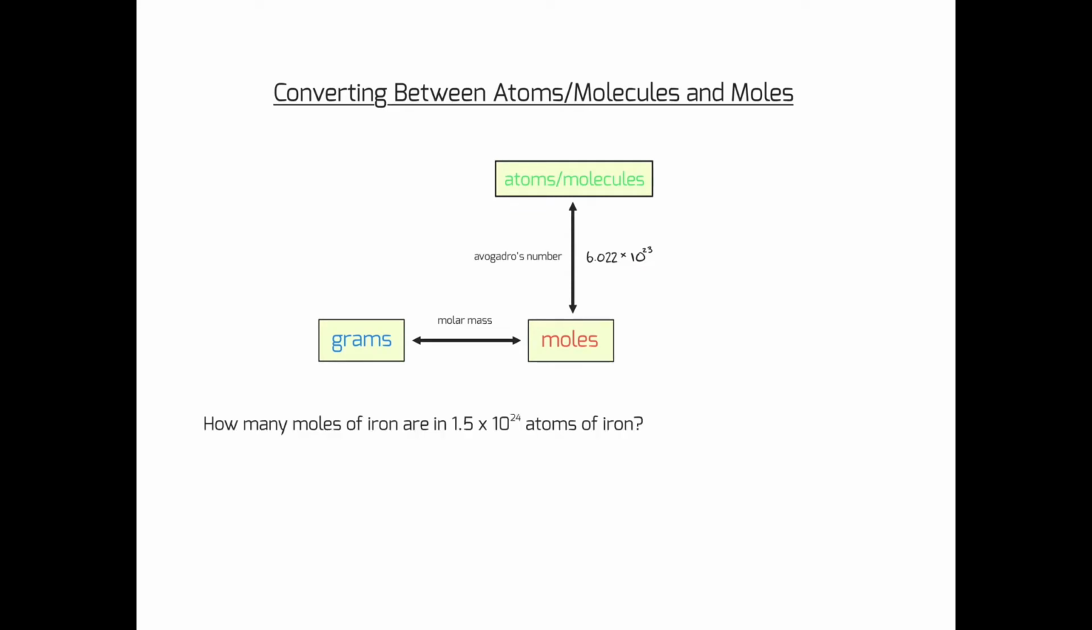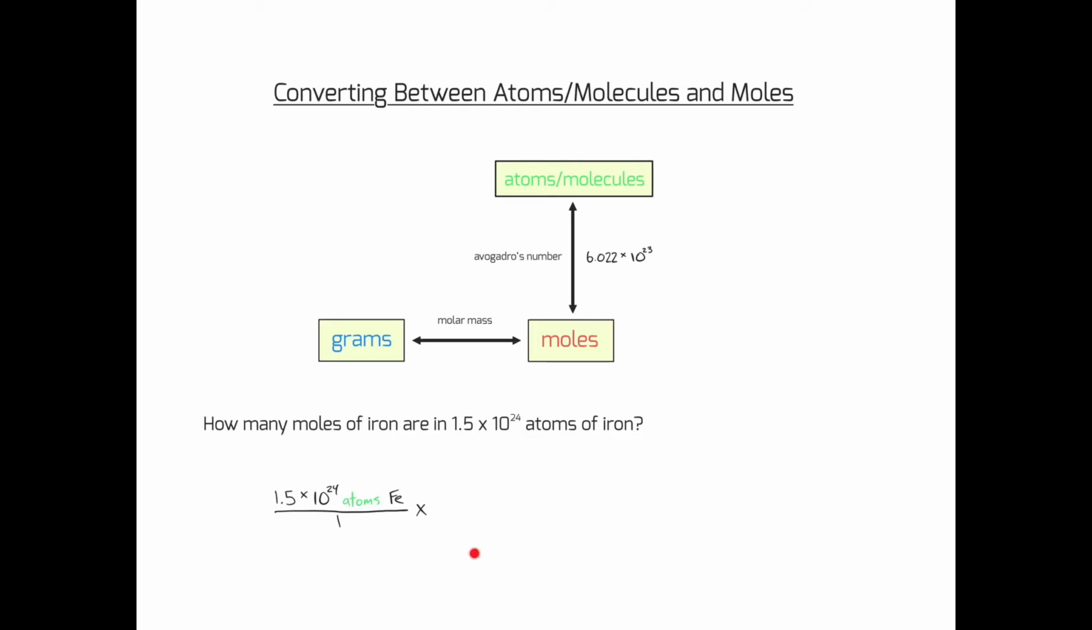This question says, how many moles of iron are in 1.5 times 10 to the 24th atoms of iron? So we can see we're going to be converting from atoms of iron to moles of iron, which means we're going to be using Avogadro's number. So we're going to start our calculation with 1.5 times 10 to the 24th atoms of iron. And again, we put this over 1 just to illustrate how our units cancel.